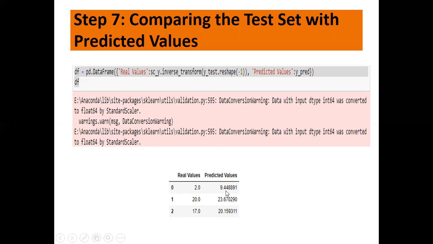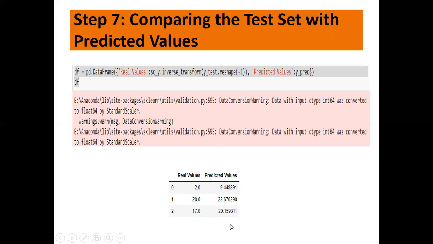Now we can see that there is a significant deviation of the predicted values from the real values of the test set. Yes or no? Just see, the real value is 2. What is it predicting? It is predicting 9.4. Here the real value is 20, but it is predicting 23. Here the real value is 17, but it is predicting 20.153.